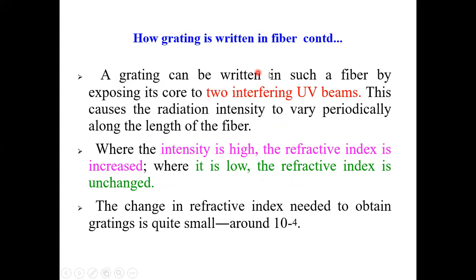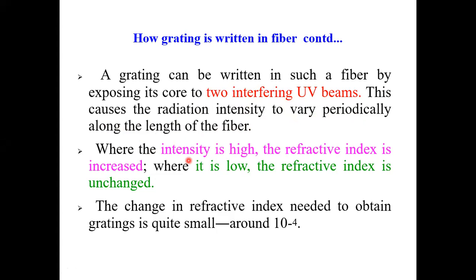Now, a grating can be written in the fiber by exposing its core to two interfering UV beams. One of the options was to use an external UV beam; here we are talking about two interfering UV beams. This causes the radiation intensity to vary periodically along the length of the fiber. When I am exposing the fiber to UV radiation, at some part the radiation intensity might be more, at some part less. That depends on how you want to design it.